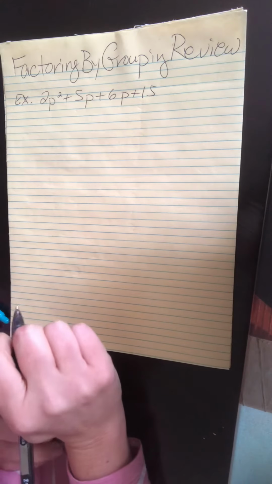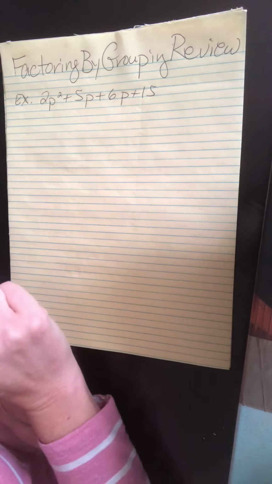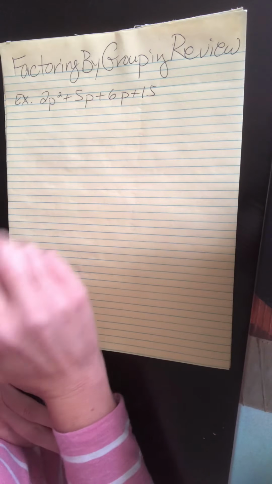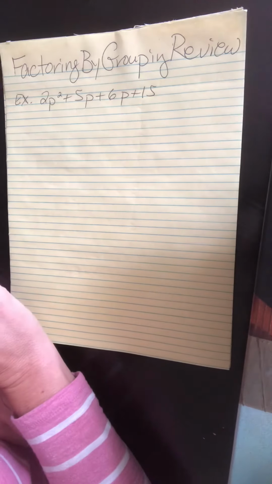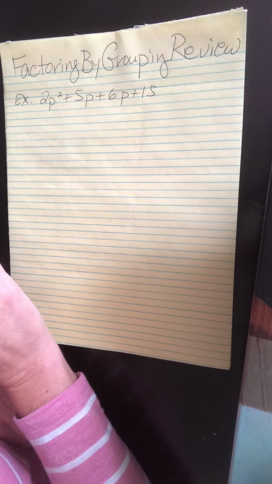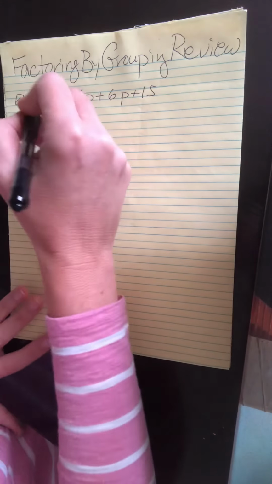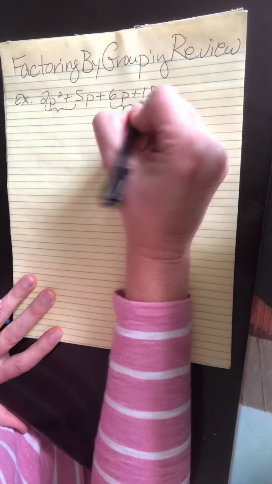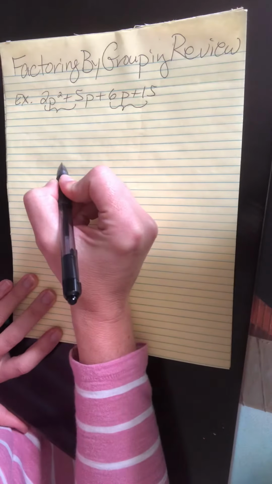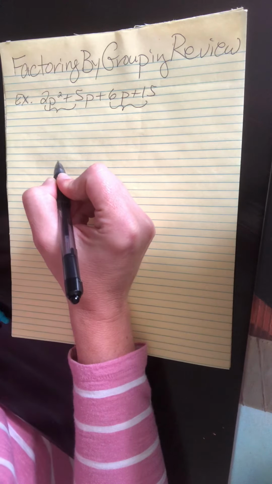Hello, this is a factoring by grouping review, and when we have four terms is when we see if we can do factoring by grouping. And so when we've got our four terms, we group together the first two, we group together the last two, and we see what greatest common factor we can take out.